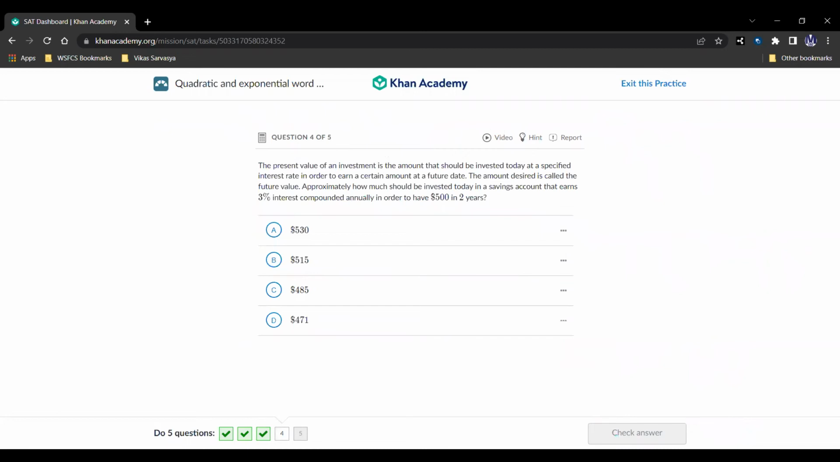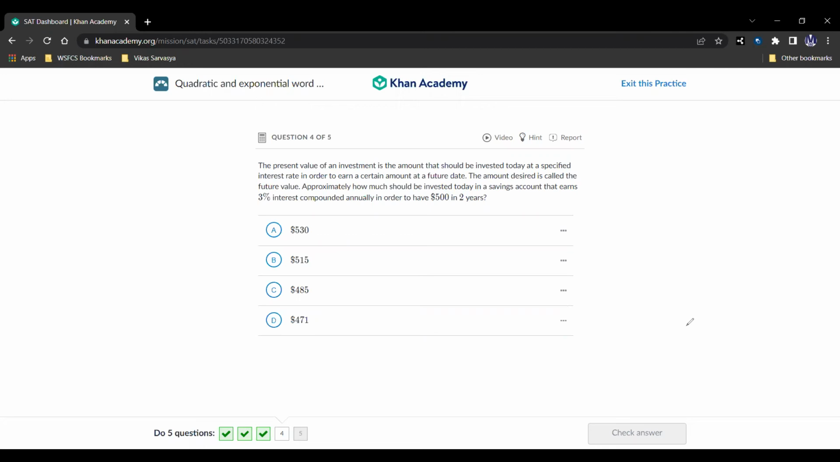The present value of an investment is the amount that should be invested today at a specified interest rate in order to earn a certain amount at a future date. The amount desired is called the future value. Approximately how much should be invested today in a savings account that earns 3% interest compounded annually in order to have $500 in 2 years?